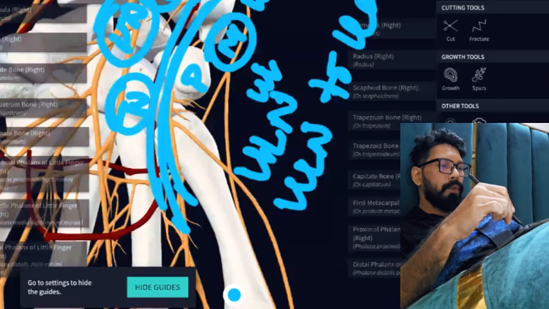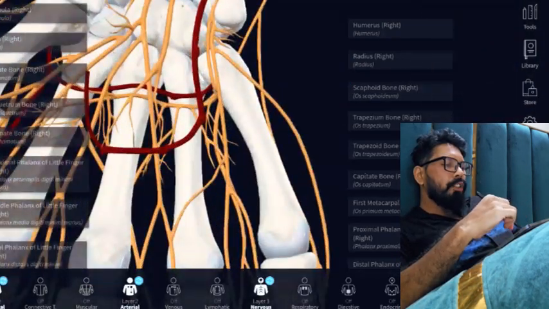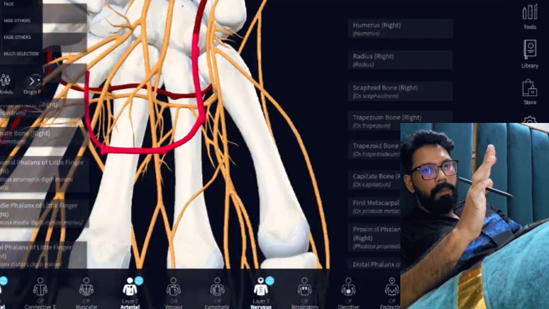So clearing our 2D pen, then you might be thinking, do I need this arch, the superficial palmar arch and deep palmar arch, for part 1? No. For part B, yes.